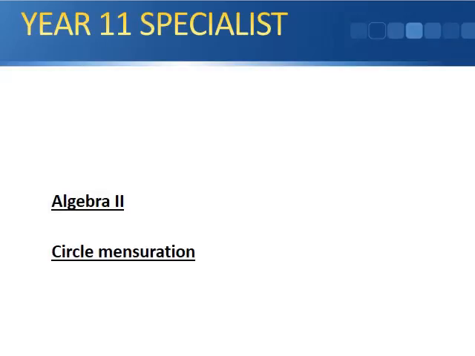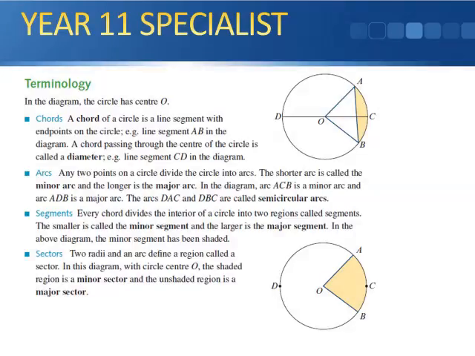Circle mensuration. There's a bit of stuff that you sort of need to know. You need to know what a chord is, and that's the chord there. The arc is that one there.